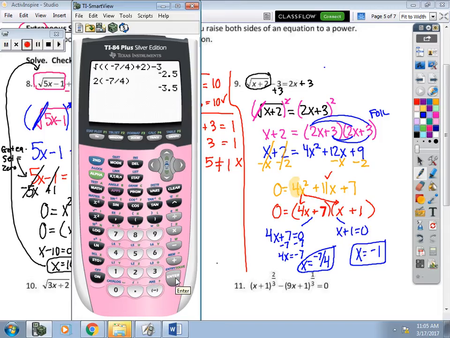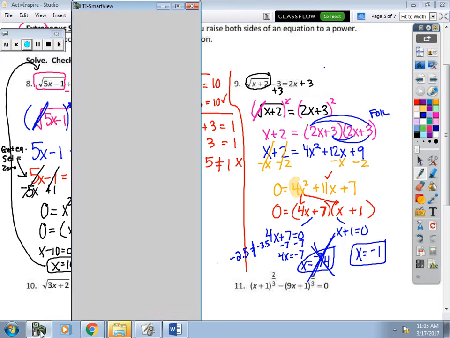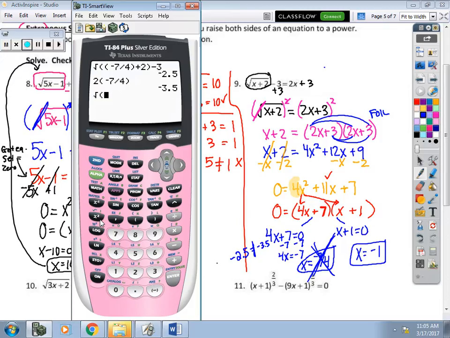And we're hoping these are the same number. They're not. Okay? So basically, if we were doing the check, we would end up getting negative 2.5 equals negative 3.5, which it does not equal, therefore we get rid of that answer. That's extraneous.